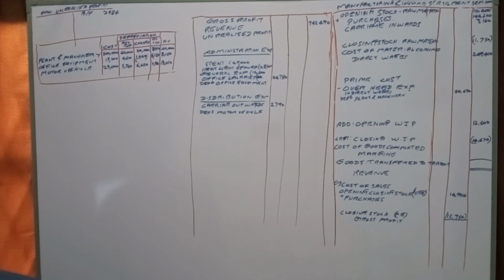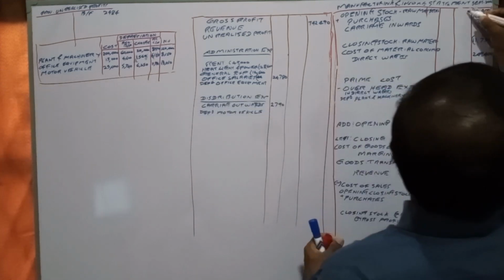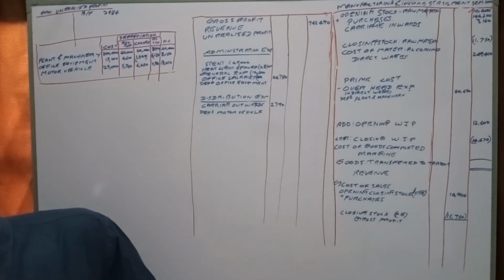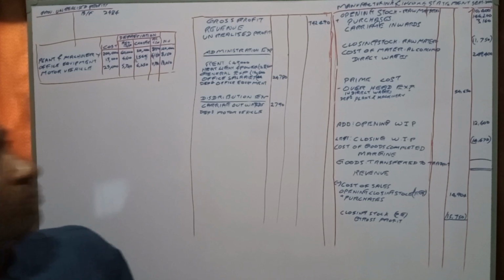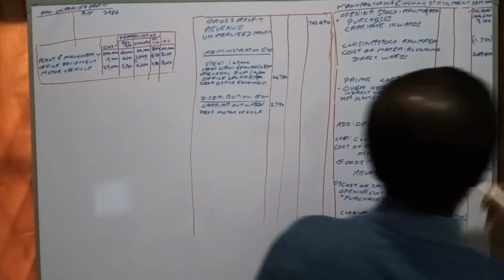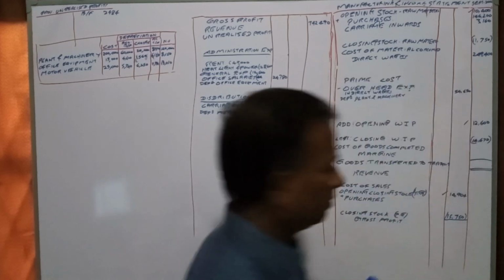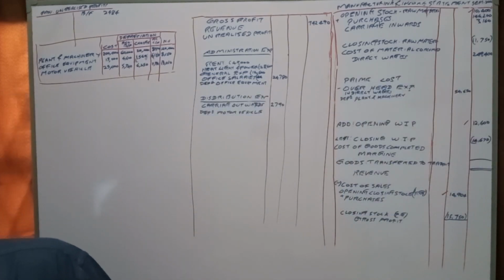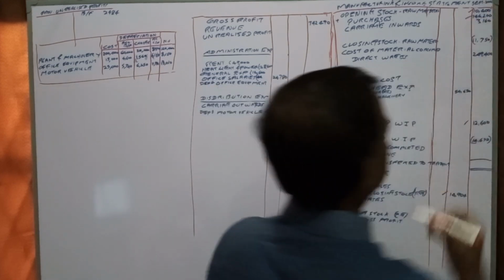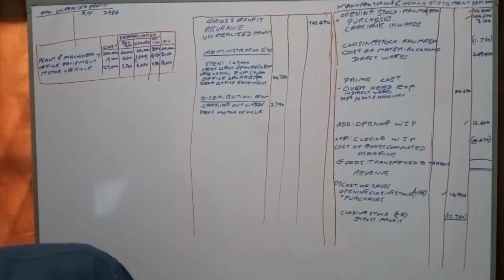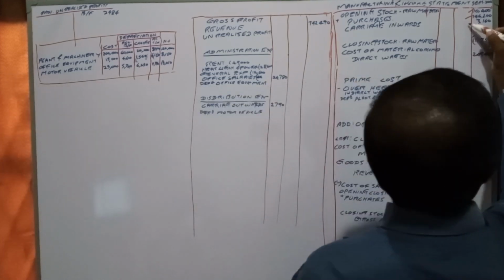M Limited manufactures a single product. The following balances have been extracted from the ledgers for the year ended 31st of December 2023. Raw materials 10,400. Work in progress opening balance 12,600, and finished goods 14,904. Purchase of raw materials 146,200, and carriage inwards 3,160.